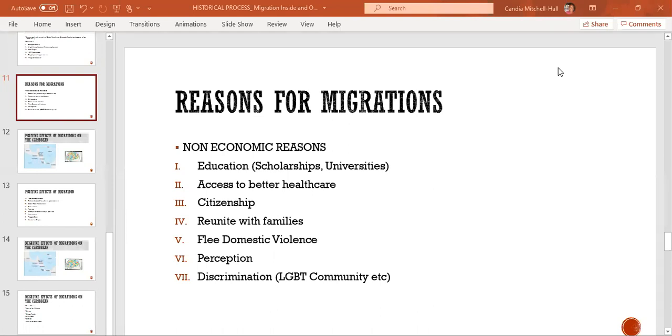So quite a lot of people from the LGBT community migrate because they cannot live their lives in the Caribbean without any form of discrimination, because there's a lot of prejudice in the Caribbean when it comes to people of alternative lifestyles. So those are some of the reasons why we migrate.